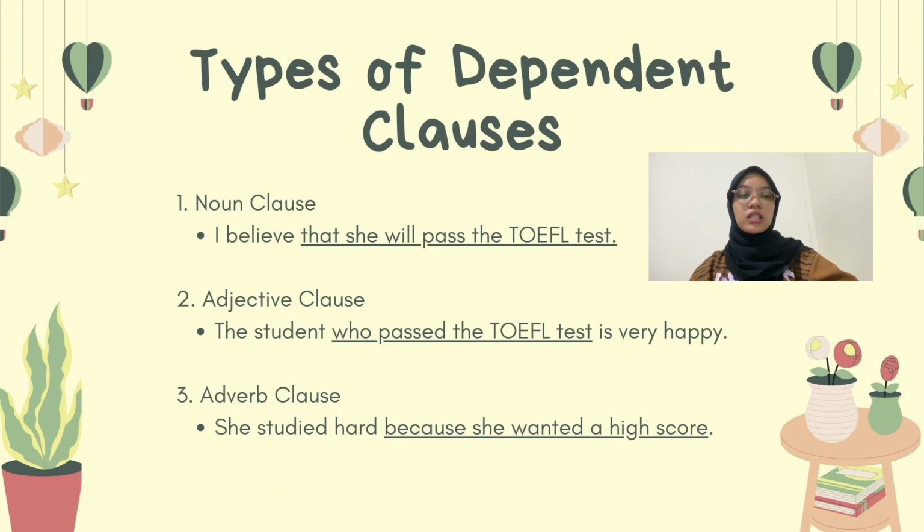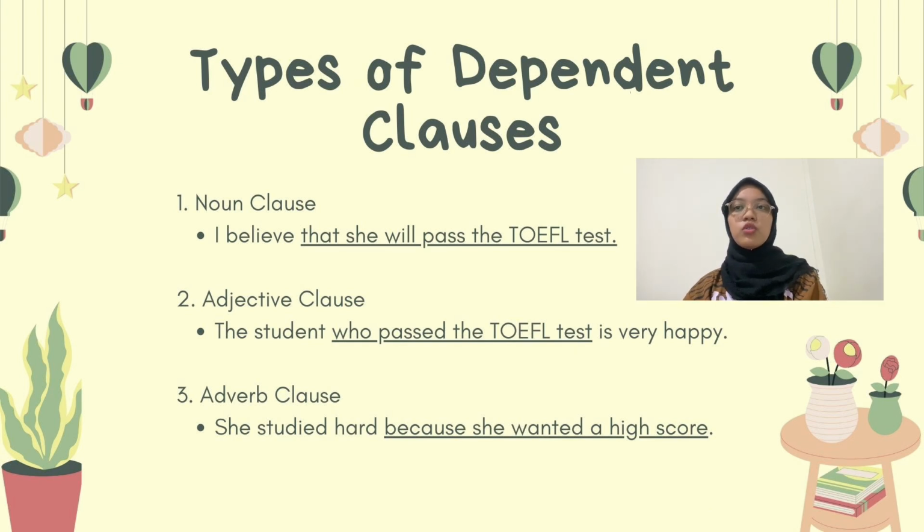The second is an adjective clause. An adjective clause describes a noun. For example, the student who passed the TOEFL test is very happy. The clause who passed the TOEFL test describes the student. Okay, and then adverb clause. An adverb clause gives information about time, reason, condition, or contrast. For example, she studied hard because she wants a high score.